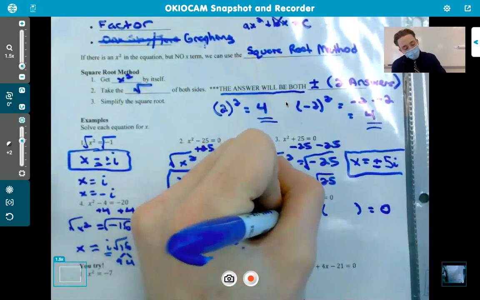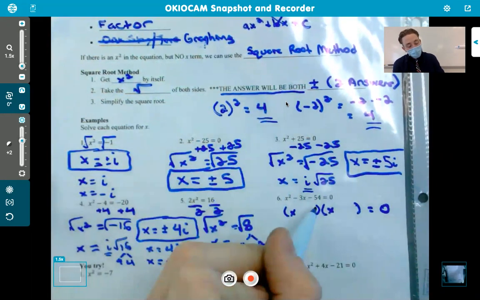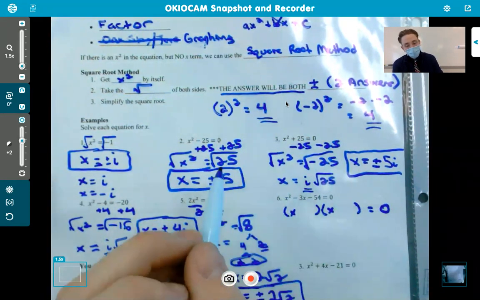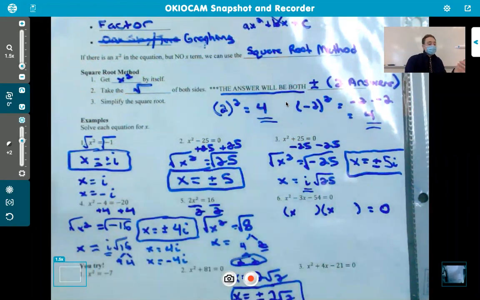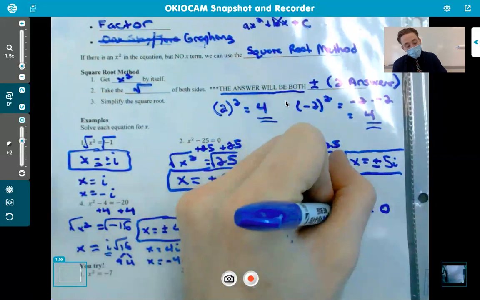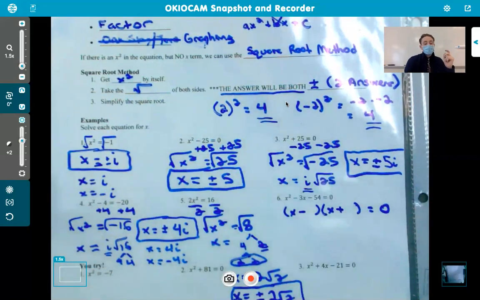So I'm going to look for two numbers that are going to multiply to give me negative 54 and add to give me a negative 3. Well, if I'm multiplying to get a negative number, what does that mean? We talked about this a couple times in class. One's going to be negative and one's going to be positive, right? And that helps me because it's going to help me understand maybe the relationship between some of my factors of 54. Well, what two numbers would multiply to give me negative 54 and add to give me a negative 3?